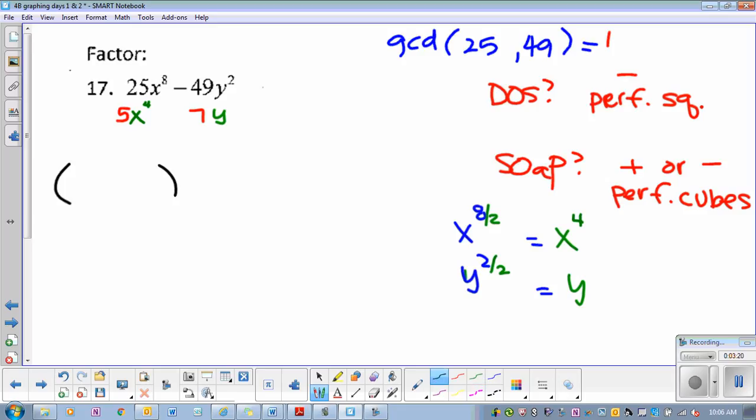And remember, DOTS is double parentheses, opposite signs, and the first term goes in the first one, 5x to the 4th. Second term goes in the second one, 7y. And there you go. I can't DOTS it anymore, I can't SOAP it anymore, so I'm done here. Are we okay with that? Alright, good.